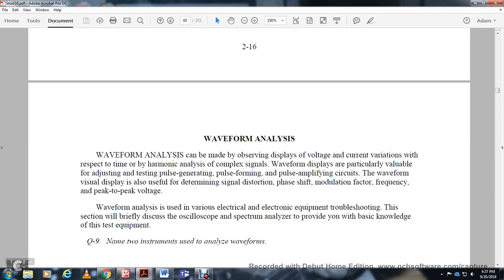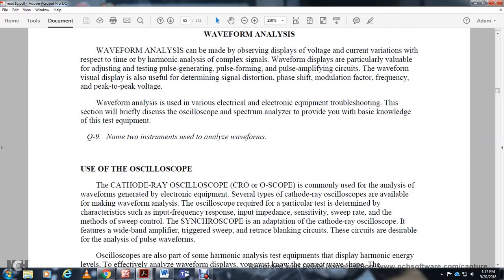Waveform analysis. Waveform analysis can be made with an oscilloscope that displays the voltage or current variation with respect to time, including harmonics and complex signals. The signal from a pulse generator, the pulse form, and amplifying circuits can be displayed. Waveform display is useful for determining signal distortion, phase shift, modulation factor, and peak to peak voltage. Waveform analysis is used in troubleshooting various electrical and electronic circuits. This section, with the oscillator and spectrum analyzer, aims to provide you with basic knowledge of test equipment.